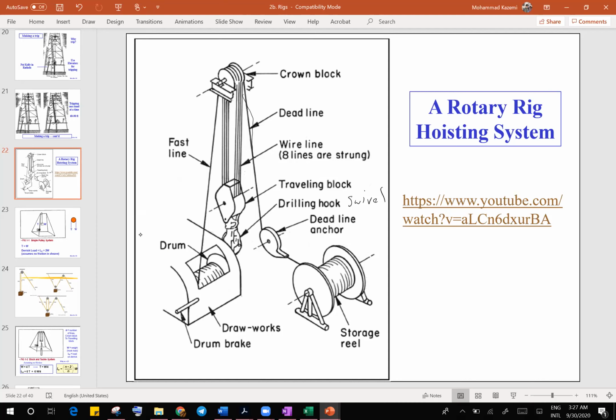But if you want to do calculations for the hoisting system, if you look at this part, that's the main part. That is where we calculate the force on the derrick. There are multiple lines attached there. One of them is the fast line, which exerts force. There are n number of lines attached from the crown block to the traveling block, and then there is one deadline. So all these three components exert force on your derrick structure, okay?